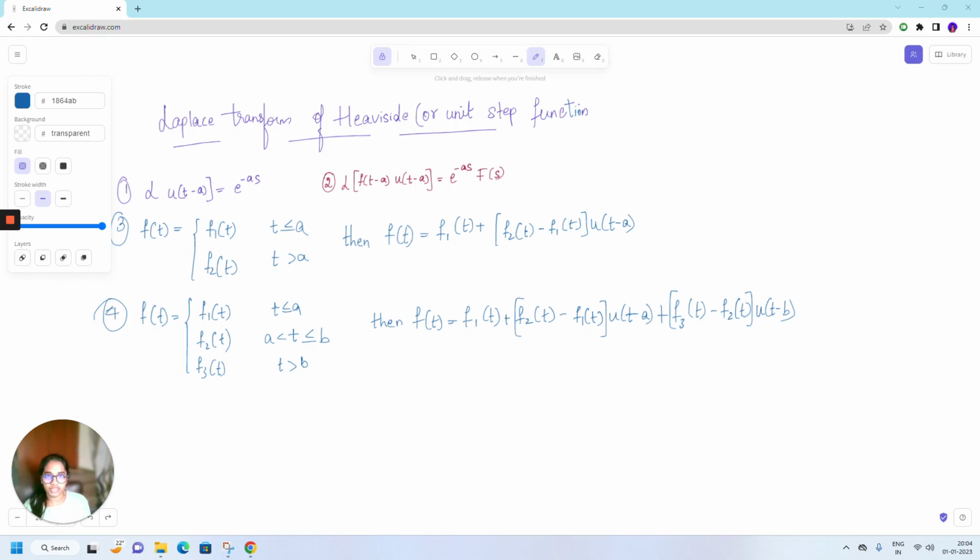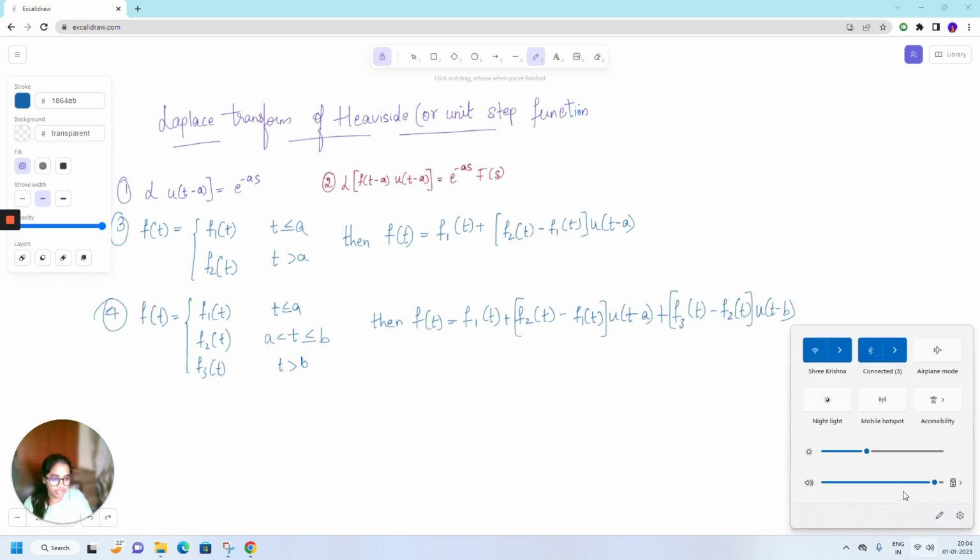In the previous lectures on Laplace transform, we studied some basic formulas and solved some problems. We studied the three properties, and then we studied periodic functions. And in the last video, we studied the Laplace transform of the Heaviside function, which we also call the unit step function. We saw the first two properties.